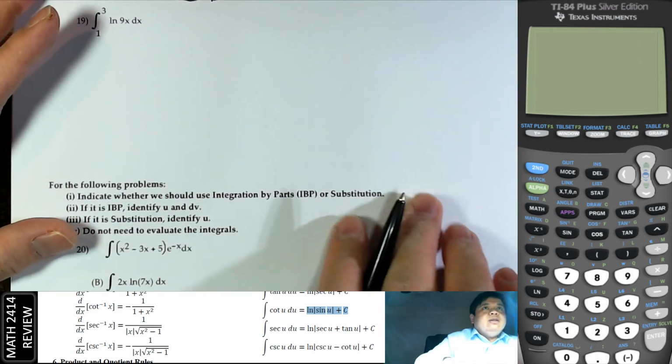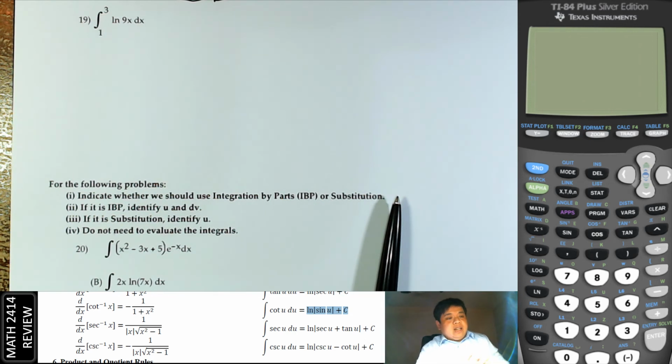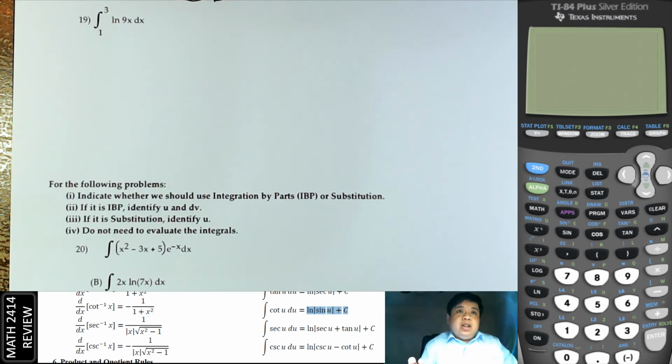Next we have ln of 9x. This is a definite integral, so there's a limit. We need to evaluate that as well. Every time we have the ln, I should say most of the time when we have the ln, that is integration by parts.